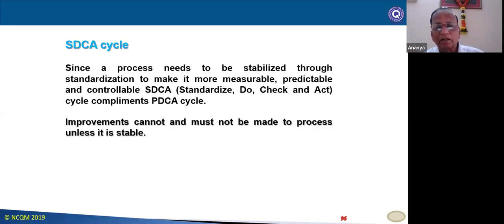Improvement cannot and must not be made to a process unless it is very stable. When you run the PDCA cycle and it is okay, then it is standardized. Everything has been done, and only then will improvement start. If the process is not stable, and you are not able to deliver the way you want, that we call process control. We'll take care of this.